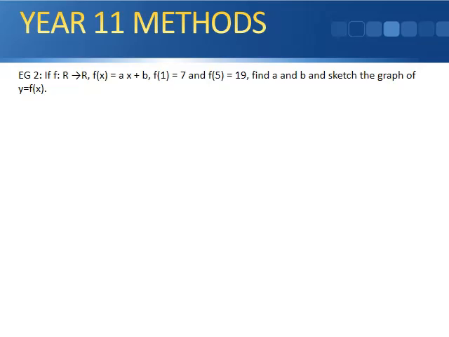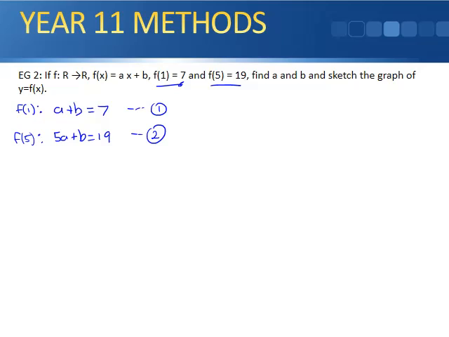Example 2. If f is such that reals to reals, f(x) equals ax plus b, f(1) equals 7 and f(5) equals 19, find a and b and sketch the graph of y equals f(x). So we're substituting these two in and we should get two equations. So f(1), when we put 1 in there, we get a times 1, so it's a plus b, and this one equals 7. That's what they tell us there. When we put f(5), so x equals 5, we get 5a plus our b, and that equals 19. So this is equation 1, this is equation 2.